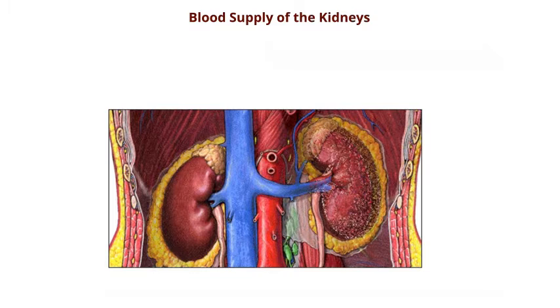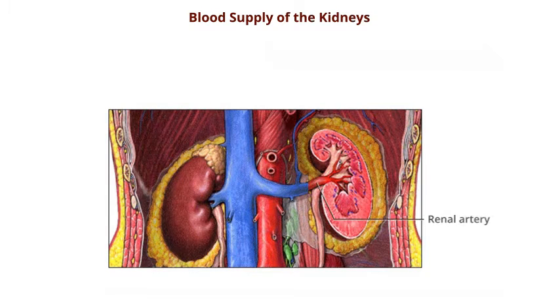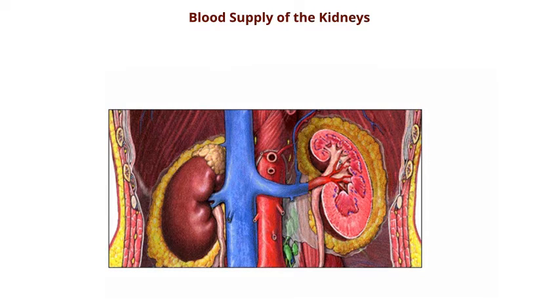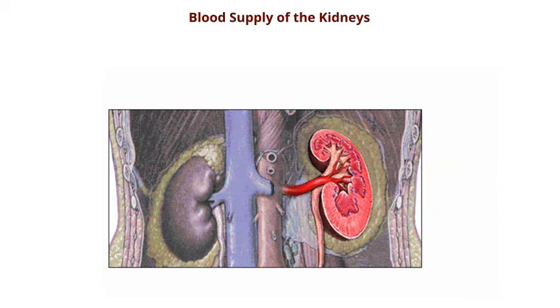When the renal vein is removed and the kidney is shown in frontal section, you can see the deeper renal artery and its connection to the abdominal aorta. Branching from the renal artery are the segmental and interlobar arteries. Together, these vessels provide the kidneys with a rich blood supply under high pressure that allows them to continuously filter and cleanse the blood. Now, let us take a closer look at a left kidney's internal structure.